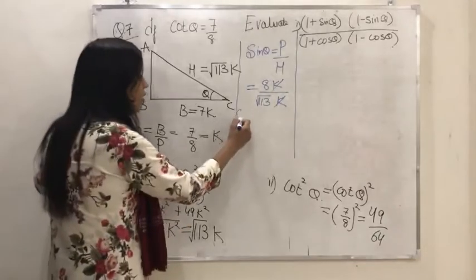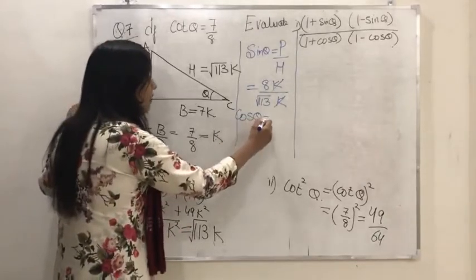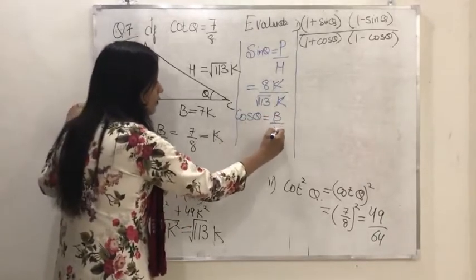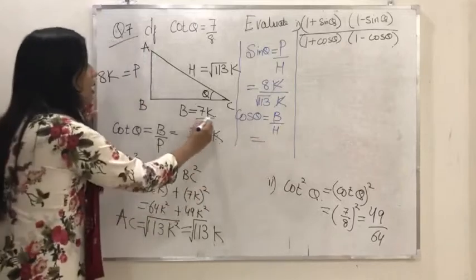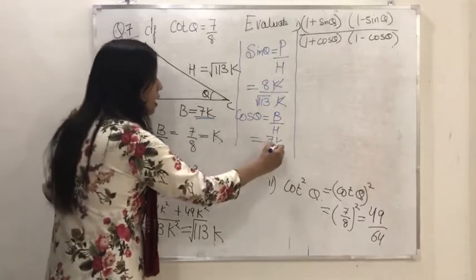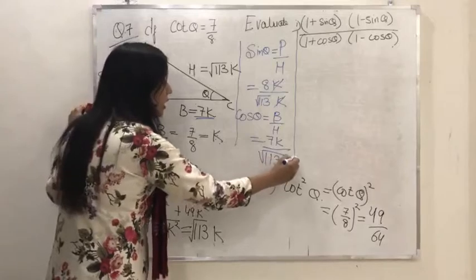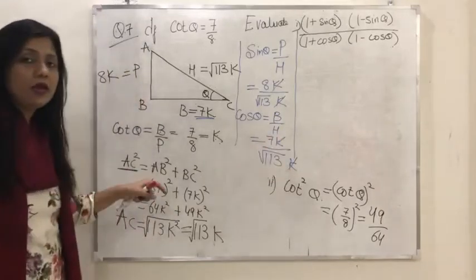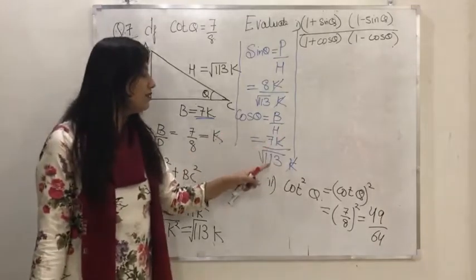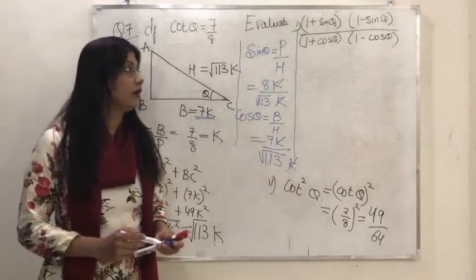Similarly, my cos theta is base upon hypotenuse. My base is 7K. Hypotenuse is root 113 K. K will cancel out with K. So the value of cos theta is 7 upon root of 113.